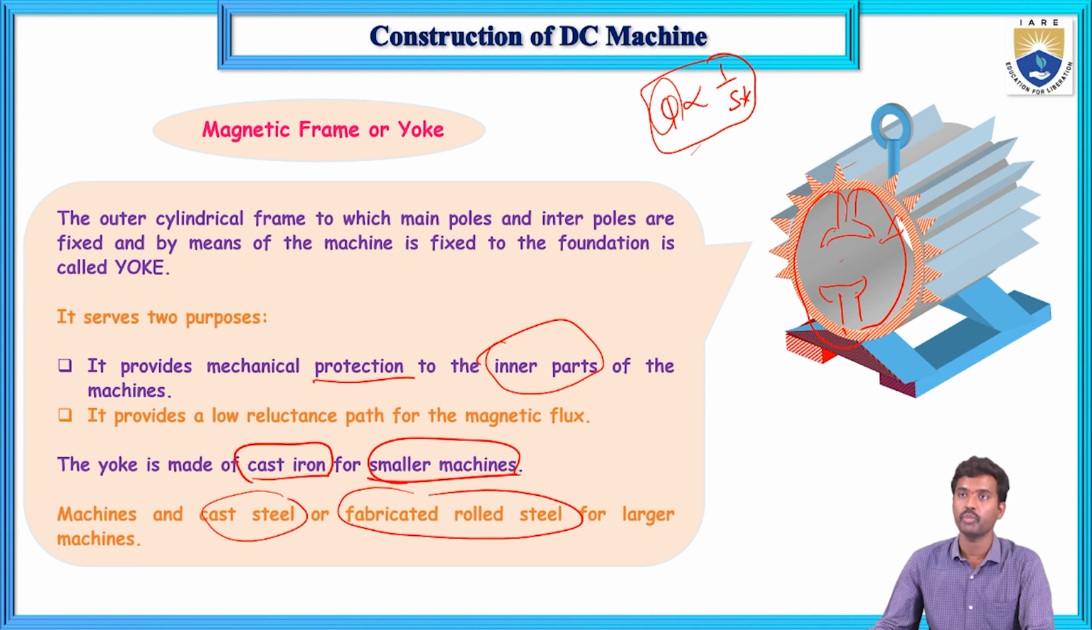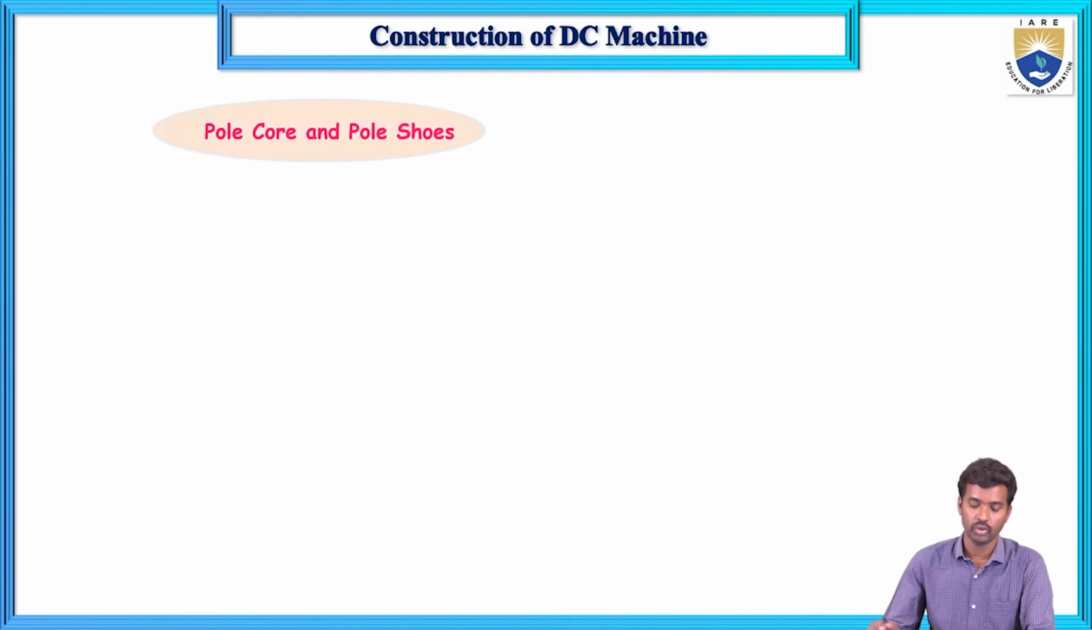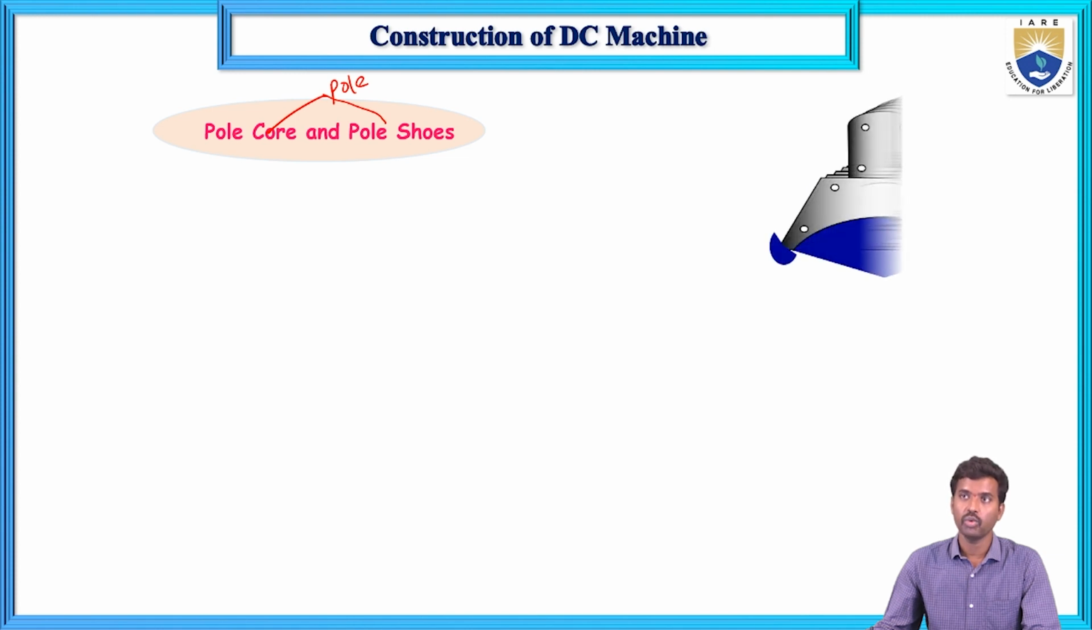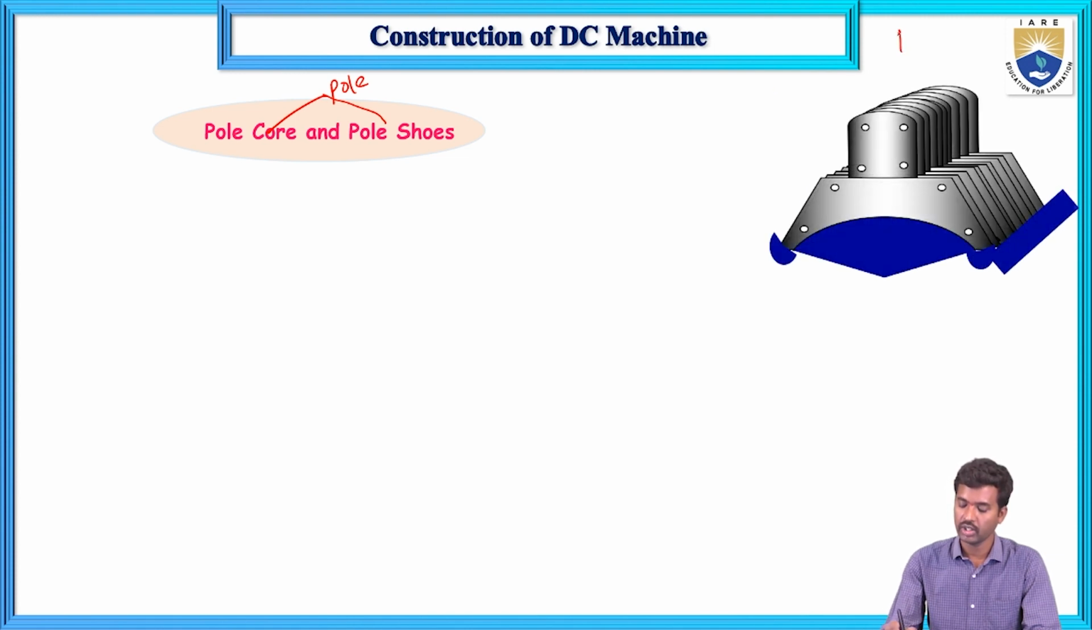So now next, inner parts, poles. The pole is divided into two parts. First one is the pole core and second one is the pole shoe. Next, the real picture of the pole looks like this. Actually, north pole and south pole. Here we are using electromagnets for generating the required flux. So here this is the pole construction.